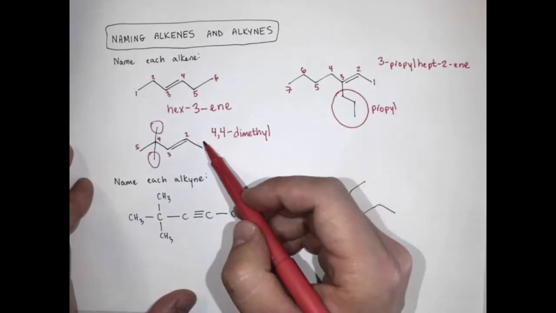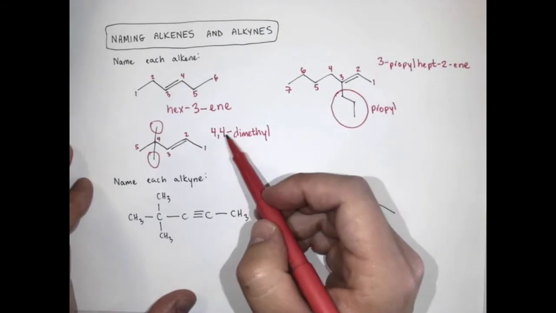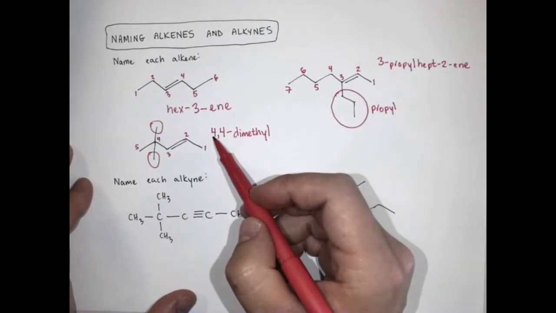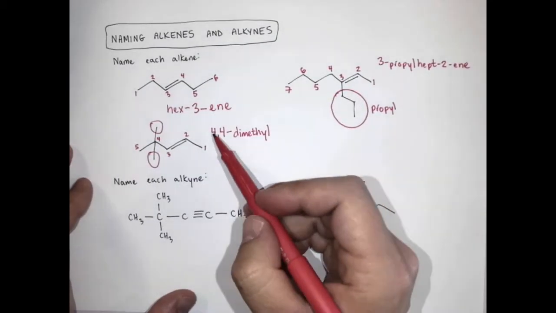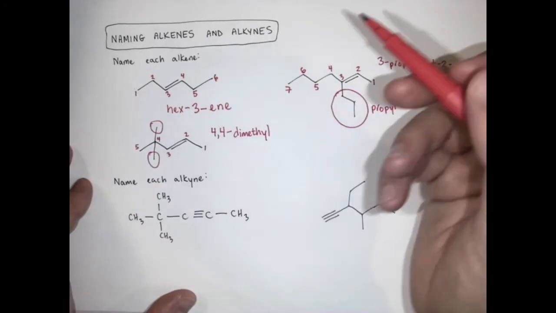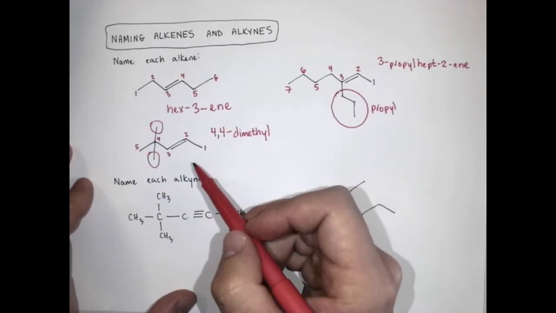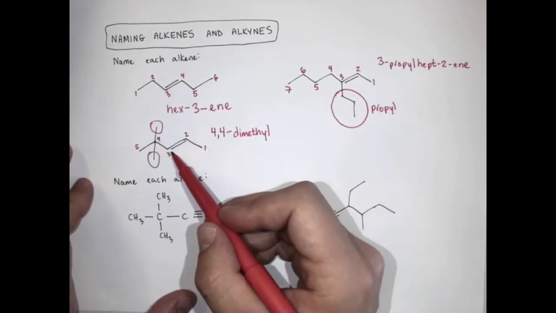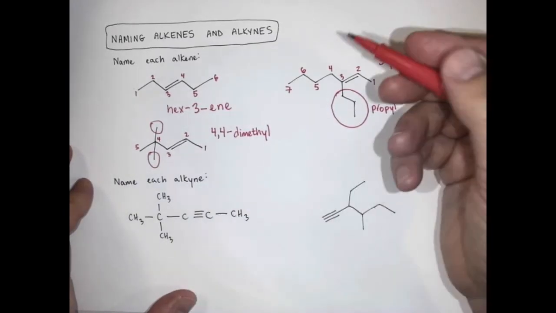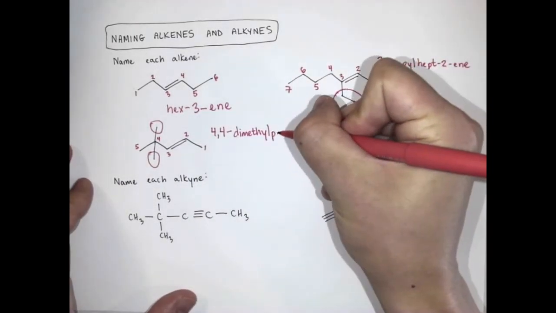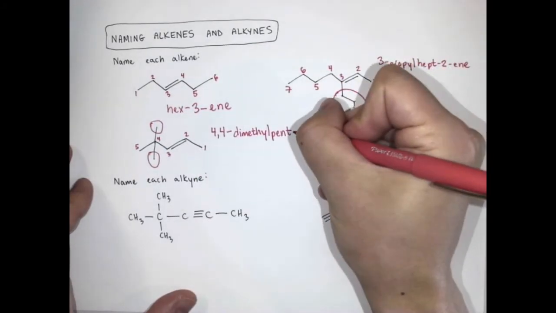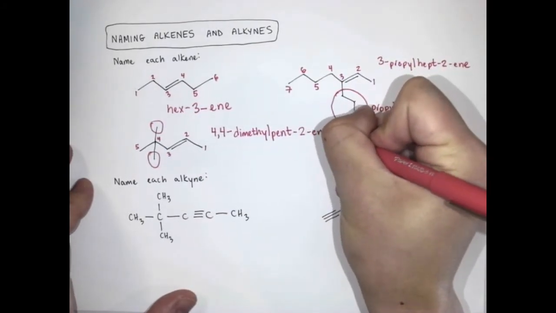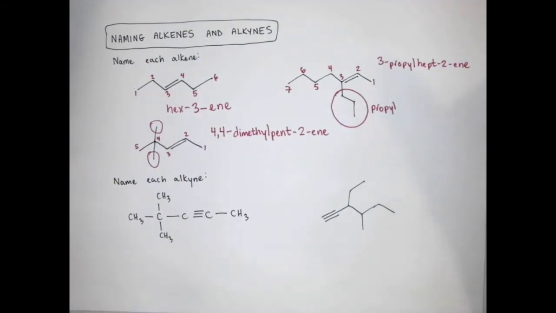I need to write the 4 twice because that says the first methyl group is at carbon 4, and the second methyl group is also at carbon 4. So you write 4, 4. All right, so 4, 4 dimethyl is the prefix. I have 5 carbons in the main chain, so that means my root is pent. And the double bond starts at carbon 2. So I get 4, 4 dimethyl pent 2-ene.